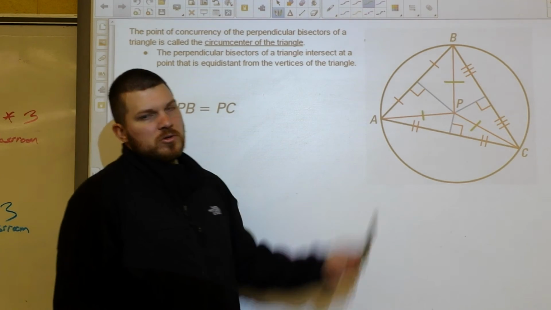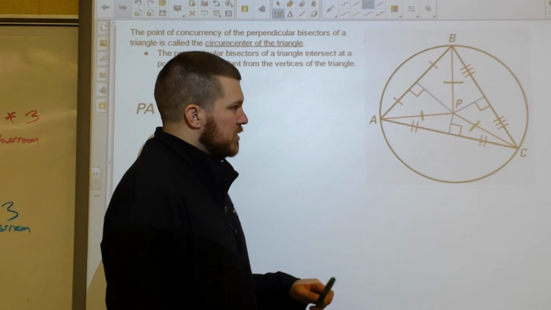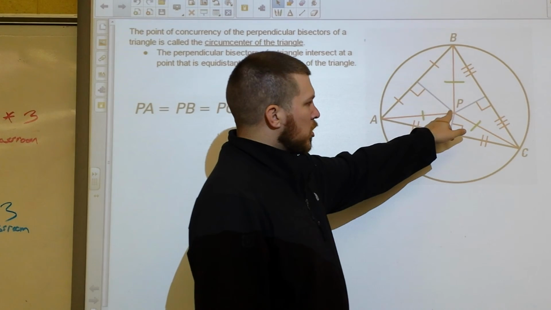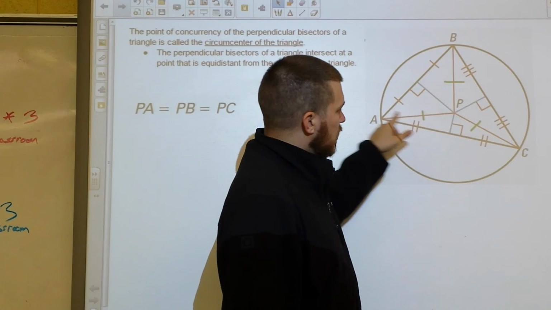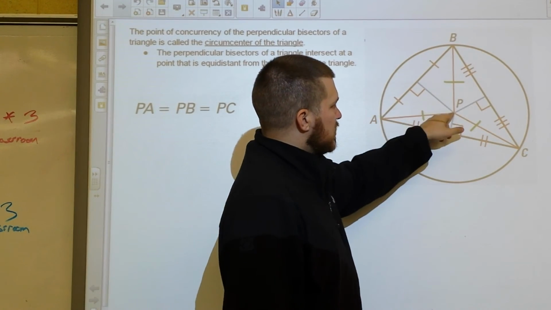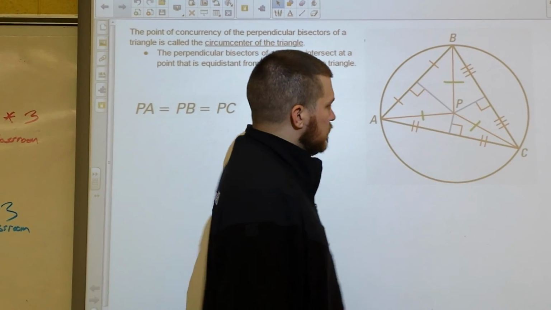And I just drew it inside a circle. Sometimes you're going to see that, but what you really have is called the circumcenter of this triangle because of its perpendicular bisectors. So it's going to be equidistant from each vertex.